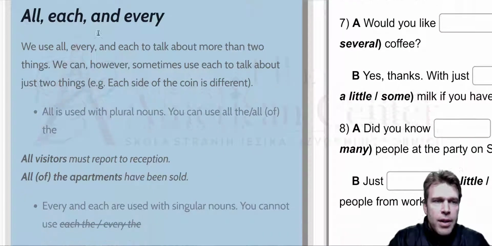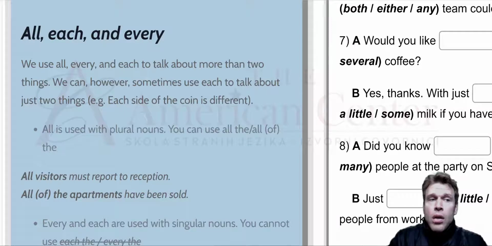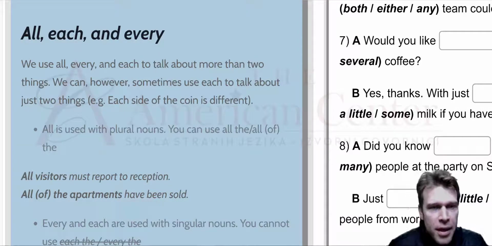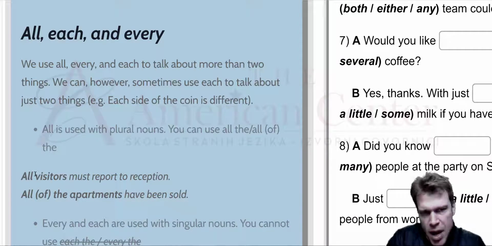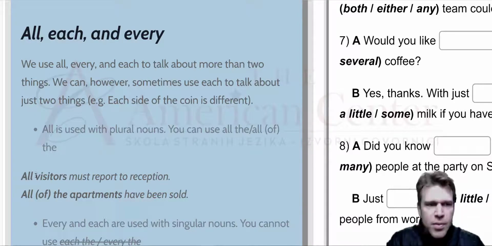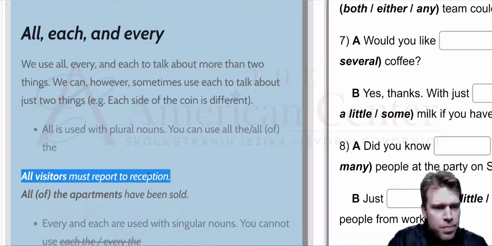All, each, and every. Now, all, what do you think? Are we talking about singular things or more than one thing? Okay, all is used with plural nouns. All my friends, all of my friends, all friends are good. All visitors report to the front. You might hear something like that. Oh, look, all visitors must report to the reception.